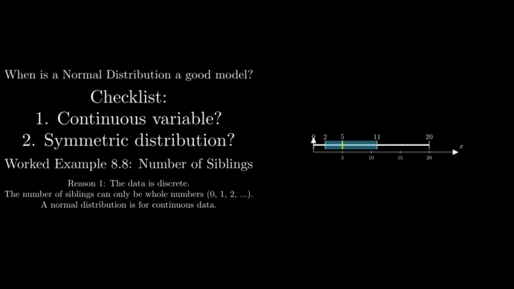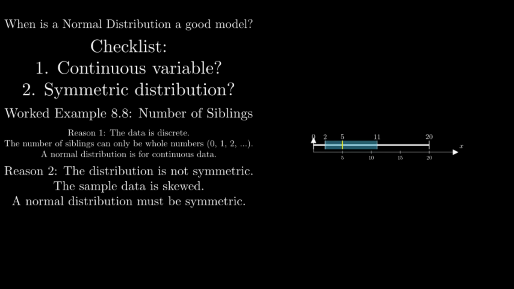Now, what about the shape of the distribution? Does it look symmetric? The second reason is that the data is not symmetric. Looking at the plot, the data seems skewed. A core property of the normal distribution is its symmetry. Since this data is not symmetric, a normal model would not represent it accurately. So because the data is discrete and not symmetric, the normal distribution is a poor model here. It's important to remember that while many things in nature are approximately normal, we can't assume it's always the case. We must always check if the assumptions fit the data.